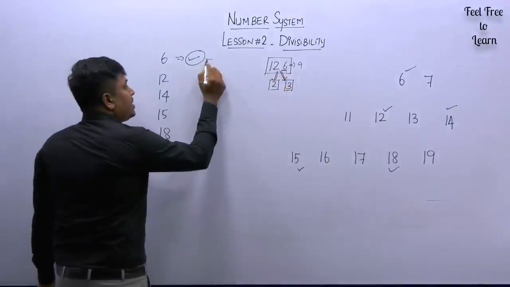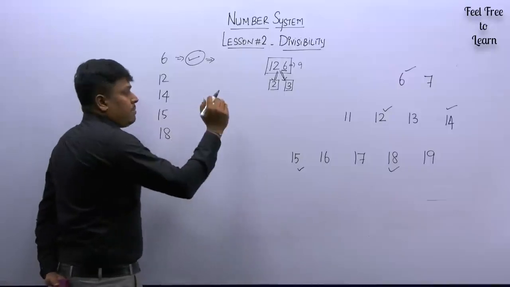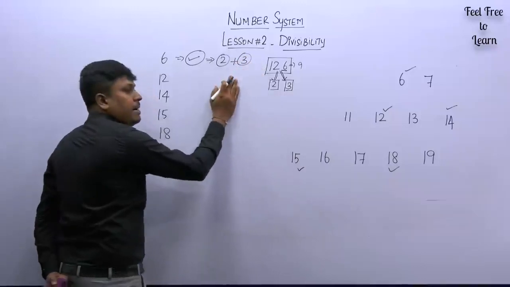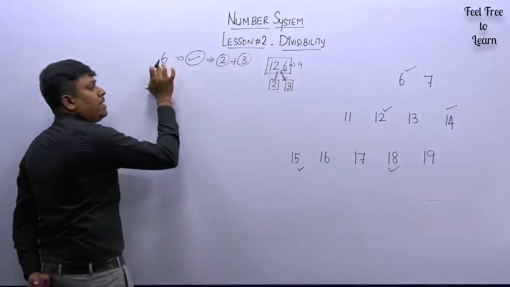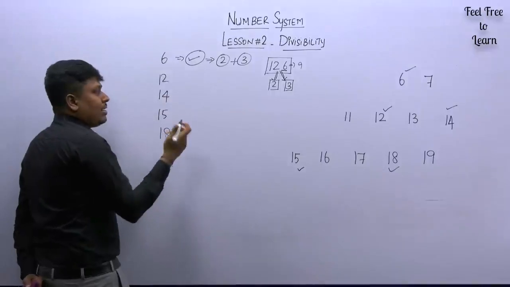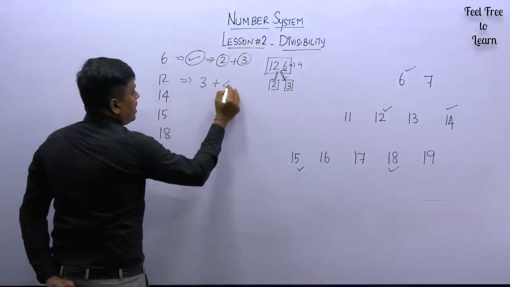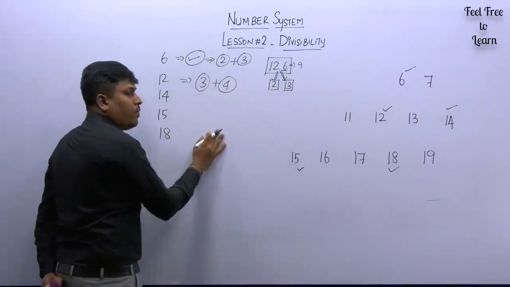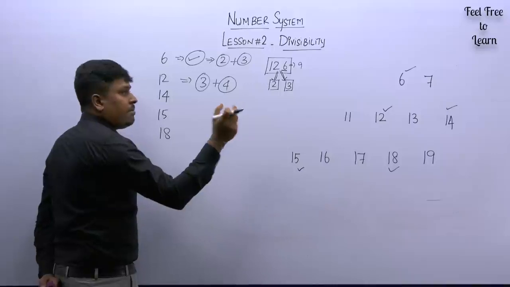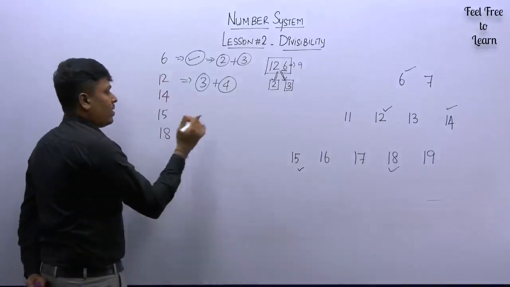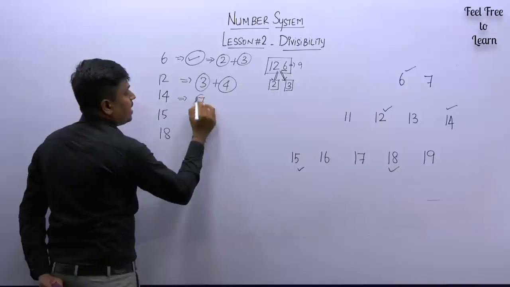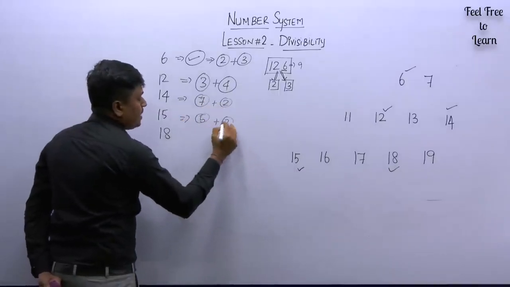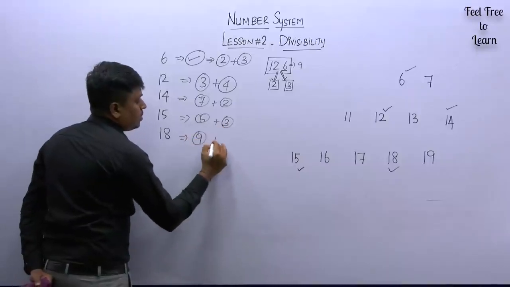So remember that the divisibility rule of 6 is what? If a number is divisible by 2 as well as by 3, then we can say that the number will be divisible by 6. Similarly, you can learn all these. For 12, it is 3 and 4. If a number is divisible by 3 as well as by 4, then we can surely say that the given number will be divisible by 12. Easy or not? So for 14, it is 7 and 2. Got it? For 15, it is 5 and 3. See how easy it is. For 18, it is 9 and 2.